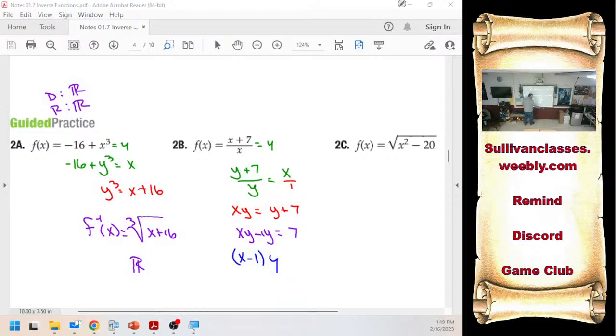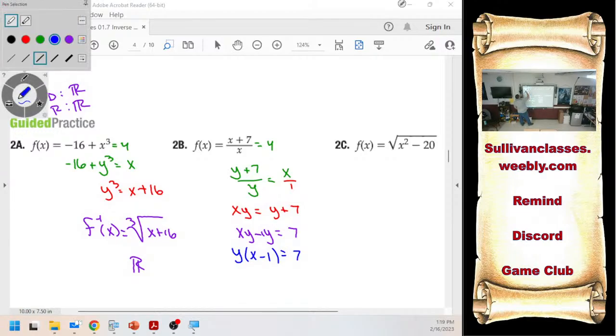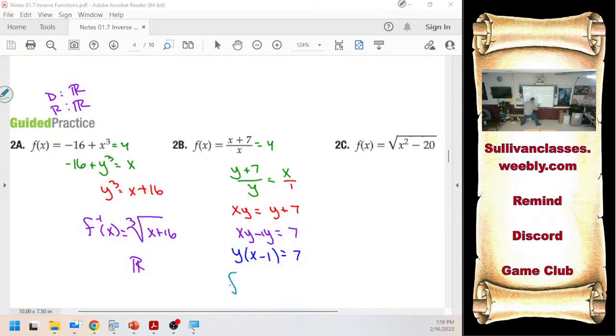But since that breaks some kids' brains, instead we'll say, all right, just factor out the y they have in common. Okay? Both are going to have the same result. They're just different ways to think about it. And then finally, I'll divide by that and say inverse function of x is 7 over x minus 1.